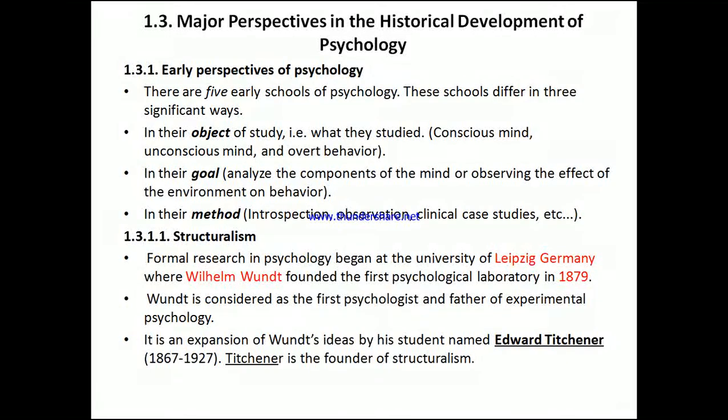The first emergent school of thought or perspective is called structuralism. Structuralism became a school of thought when psychology began at the University of Leipzig, Germany, when William Wundt founded the first psychological laboratory in 1879. Wundt is considered the first psychologist and father of experimental psychology because he established the first laboratory in Leipzig. One of his students, Edward Titchener, followed his work and is considered the founder of the structuralism school of thought.